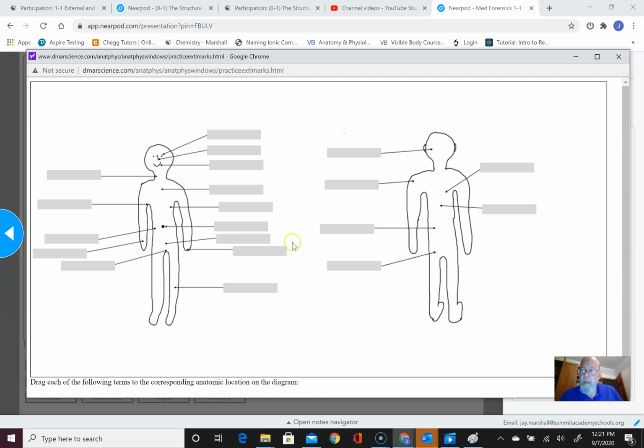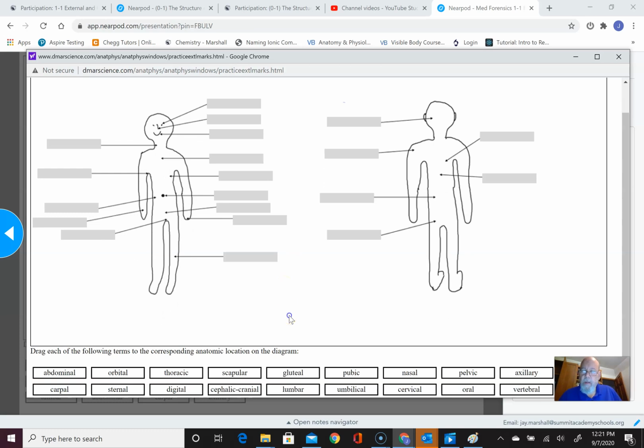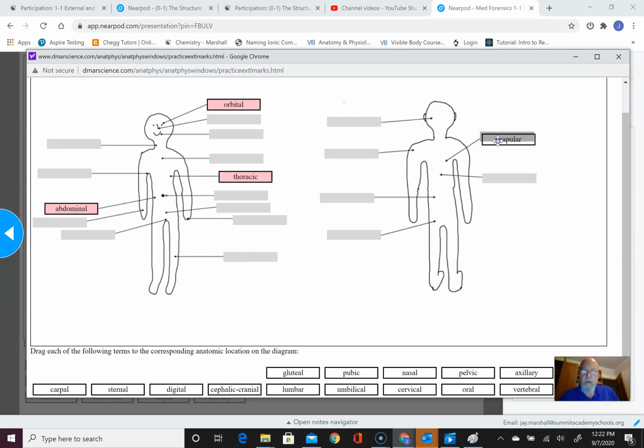And I also have a game that you can play, and this is also on your Canvas, but we can take terms here and match them. You can practice this using this game. So you can see this drag and drop kind of game here will help you learn these terms.